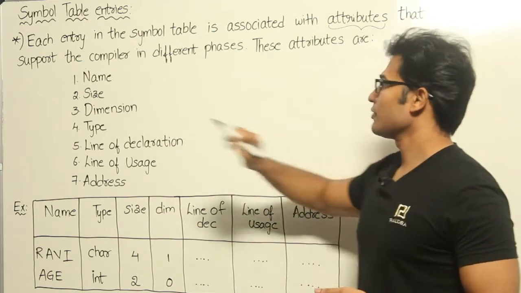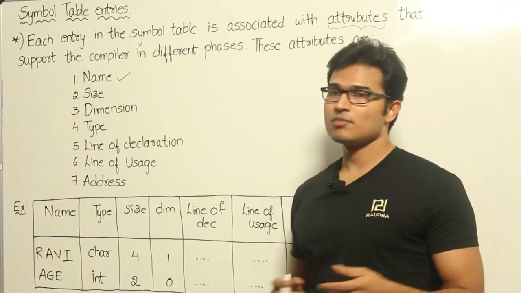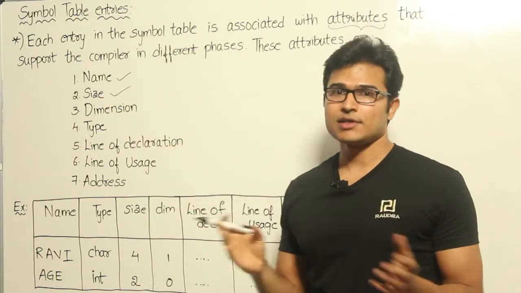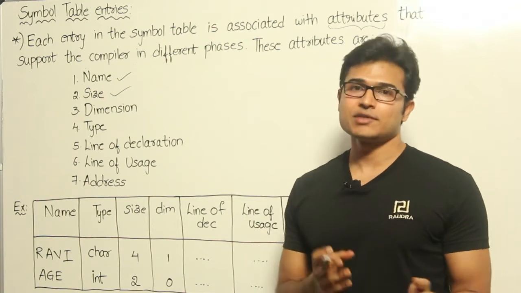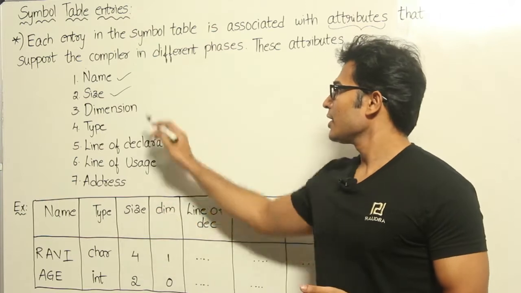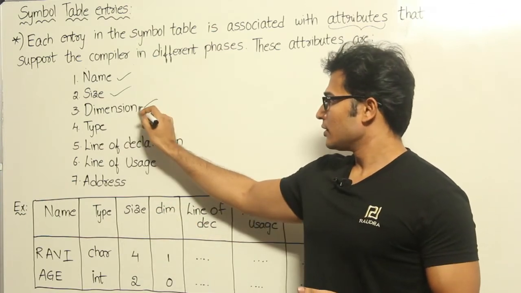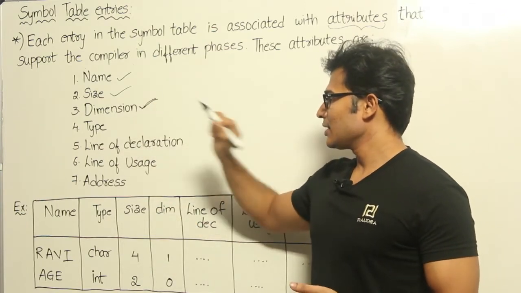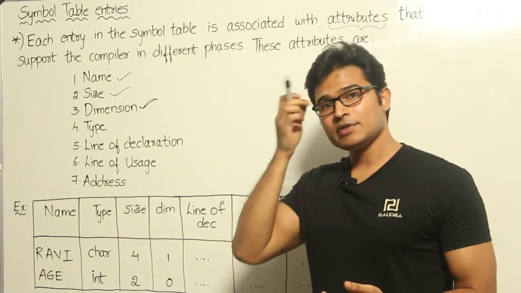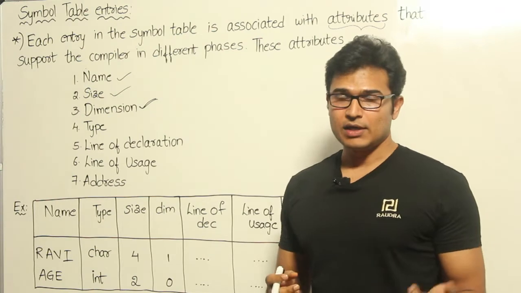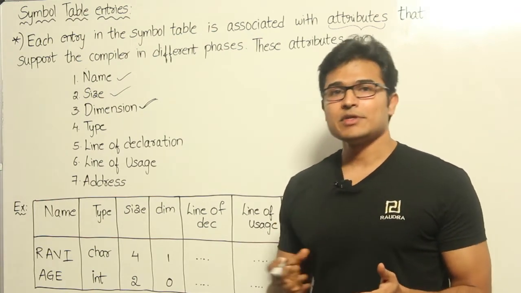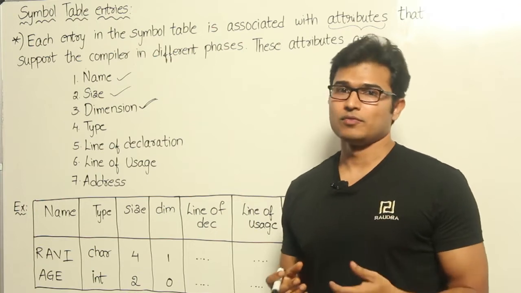These attributes are, one, name, so what is the name of the entity that we are talking about, and the other one is size, so what is the size of it? What is the size of an int, what is the size of a character, in case it is an array, what is the size of the array? And dimension, so the dimension is used when it is an array. If it is not an array, the dimension is generally going to be 0. If it is a one-dimensional array, the dimension is going to be 1. If it is a two-dimensional array, the dimension is going to be 2.